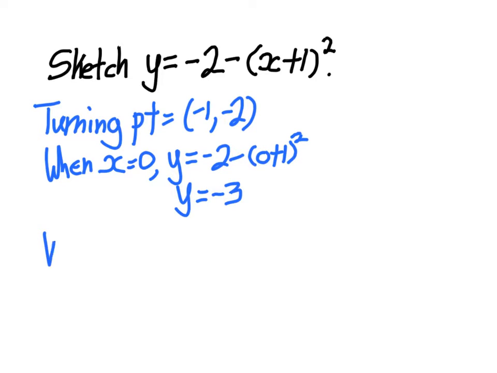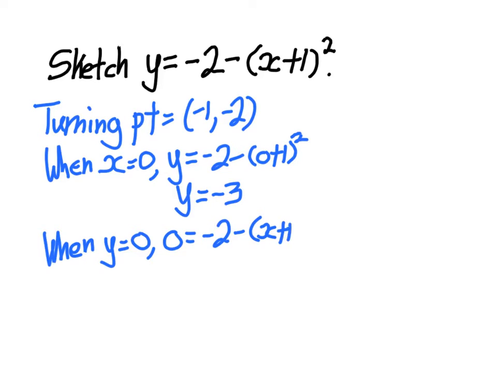So you substitute y to be equals to 0. In this case, you will realize that 0 is equals to -2 minus x plus 1 bracket square. So I bring the whole negative x plus 1 bracket square over. You will realize that x plus 1 bracket square is equals to -2.